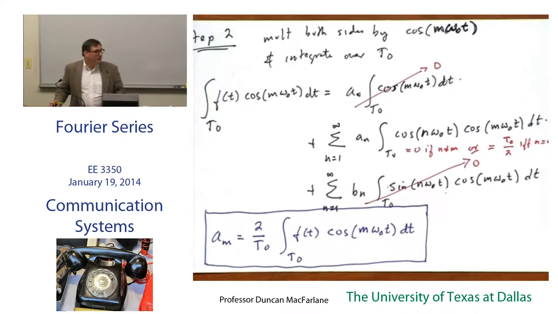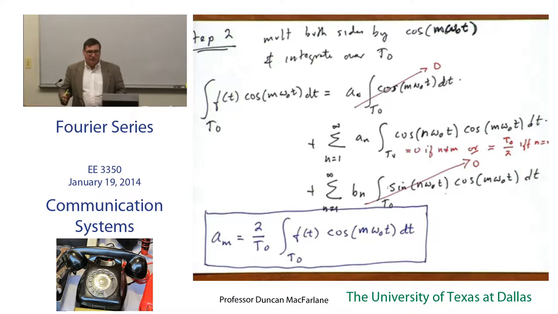a formula for each and every A. A's come in terms of A sub 1, A sub 2, A sub 3, A sub 4. And so what I do is I pick the harmonic of the cosine that I want. I multiply it, or I take the dot product with F of T, so I multiply it and sum over those vectors.